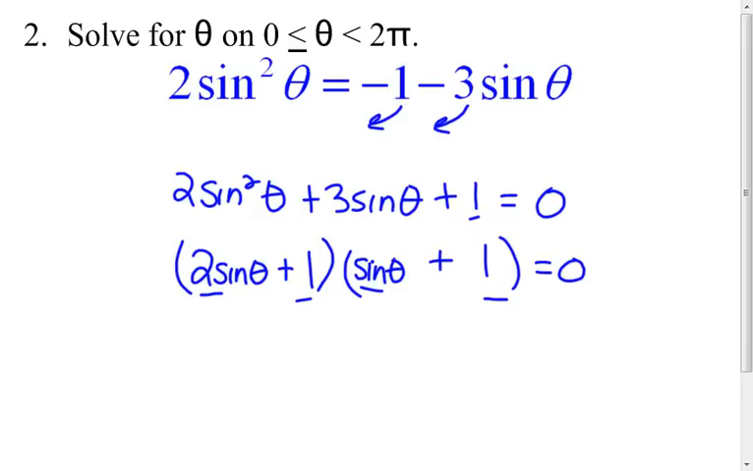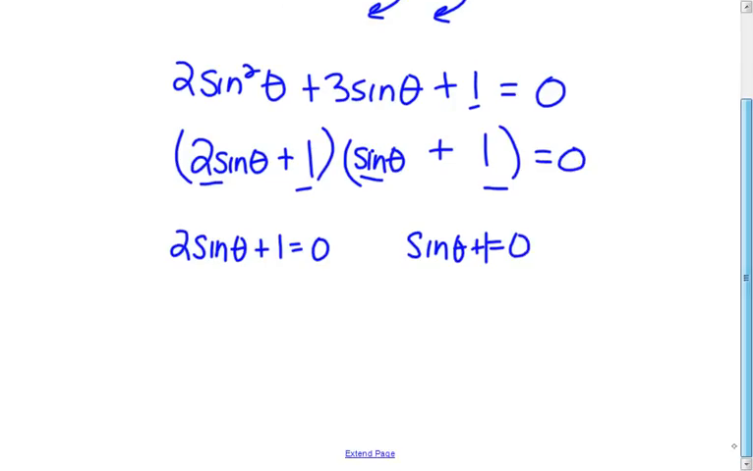Then you need to set each parentheses equal to 0, just like if you were factoring this. 2 sine theta plus 1 equals 0, and then sine theta plus 1 equals 0. Okay, and of course solve. So here I will subtract 1 and divide by 2, and sine will be negative 1/2. And over here I will subtract 1, and sine will be negative 1.